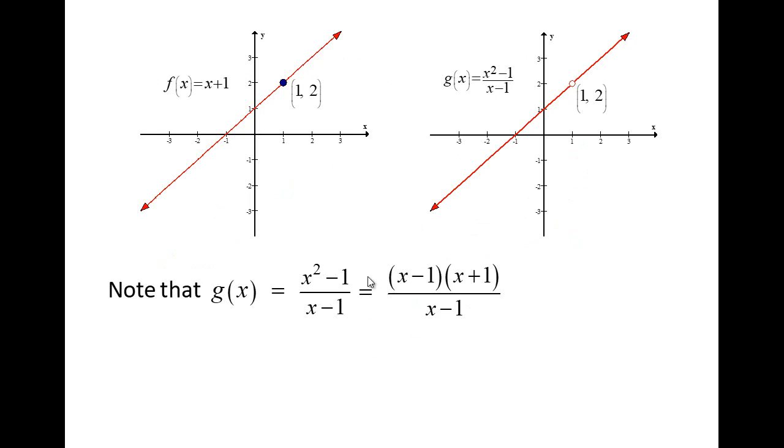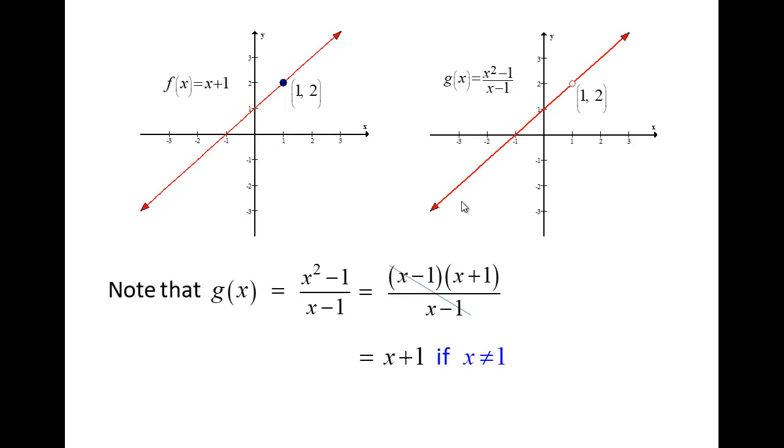Notice that we have done similar things before. Here for the function g of x, if I factor the numerator, I get (x minus 1)(x plus 1) over x minus 1, which is equal to x plus 1 if x is not equal to 1. So what we see is that the function g of x is exactly the same as the function f of x for all values of x except when x is 1. In other words, g and f have the same exact graph. The only difference is the point (1, 2) lies on the graph of f, and the point (1, 2) does not lie on the graph of g.